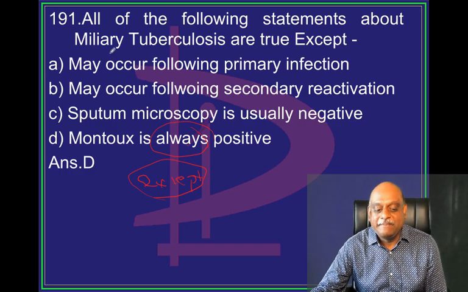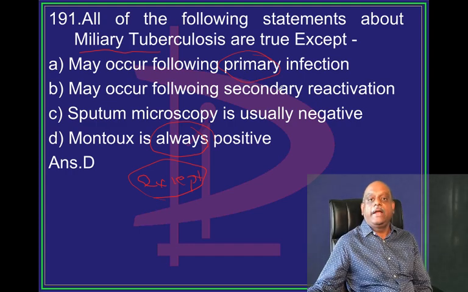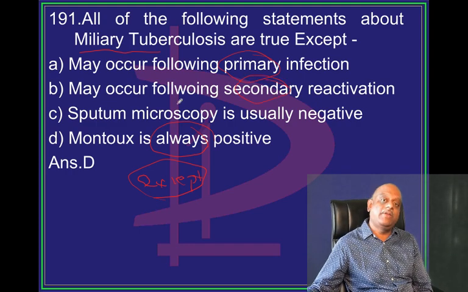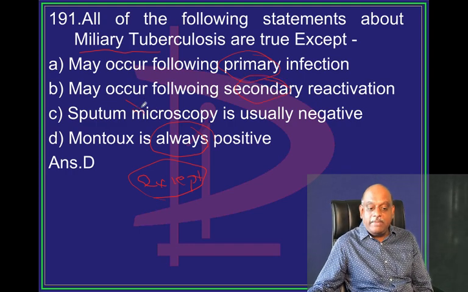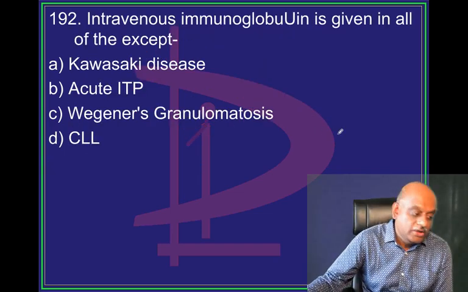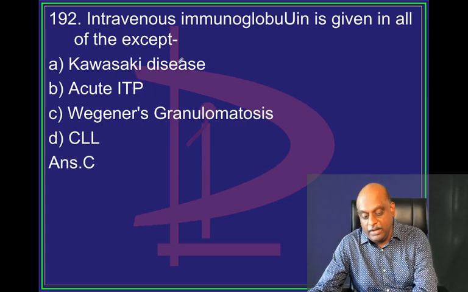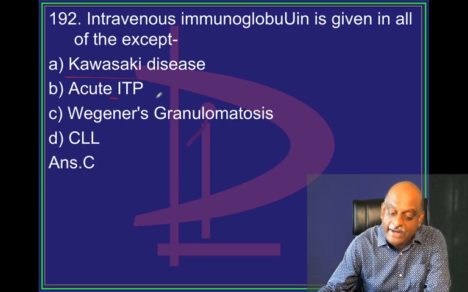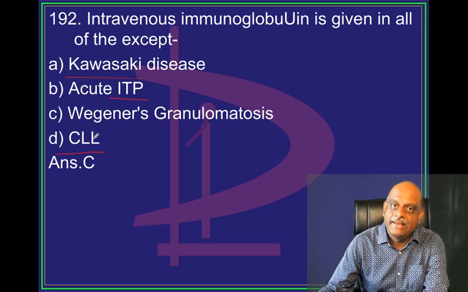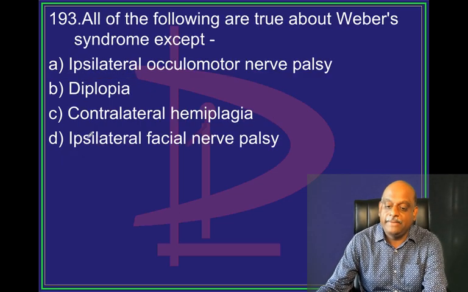Now, miliary TB, it occurs in primary infection. It may occur following secondary reactivation, and sputum microscopy is usually negative in case of miliary TB. So where do we use intravenous immunoglobulin, doctor? In case of Kawasaki, ITP, CLL, in all these there is a role for IV immunoglobulin.